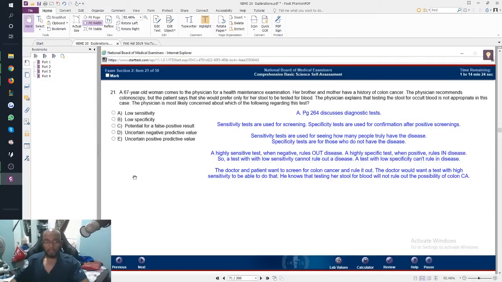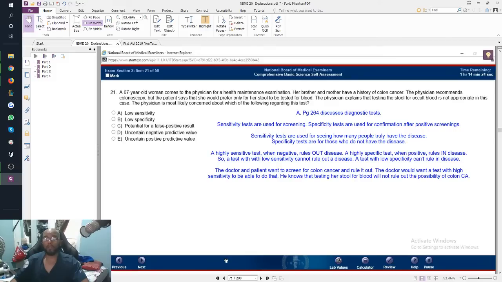Number 21, a 67-year-old woman comes to the physician for a health maintenance exam. Her brother and mother have a history of colon cancer. The physician recommends colonoscopy, but the patient says that she would prefer only for her stool to be tested for blood. The physician explains that testing the stool for occult blood is not appropriate in this case. The physician is most likely concerned about which of the following regarding this test?